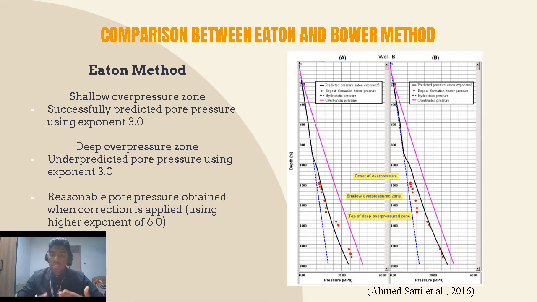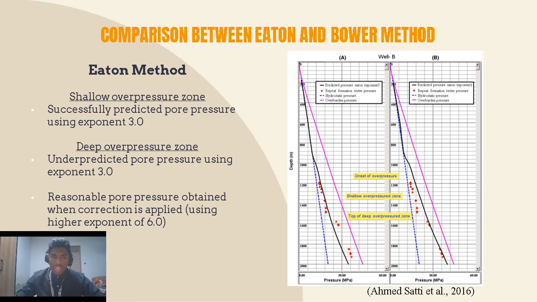Okay. Let us look at the Eaton method first. As you can see in this figure, the Eaton method was able to successfully predict the pore pressure using the exponent of 3.0. And as you can see, it accurately predicted the overpressure in the shallow zone, which was caused by under compaction. Okay. However, using that exponent, the deep overpressure zone was underpredicted, as you can see by the black line. The red dots refer to the pore pressure, and the black refers to the prediction. And as you can see, it's under prediction.